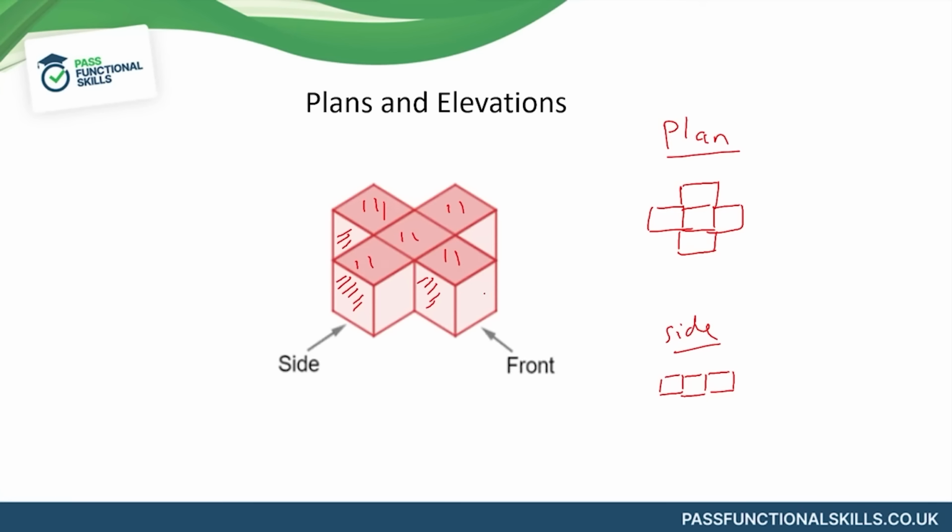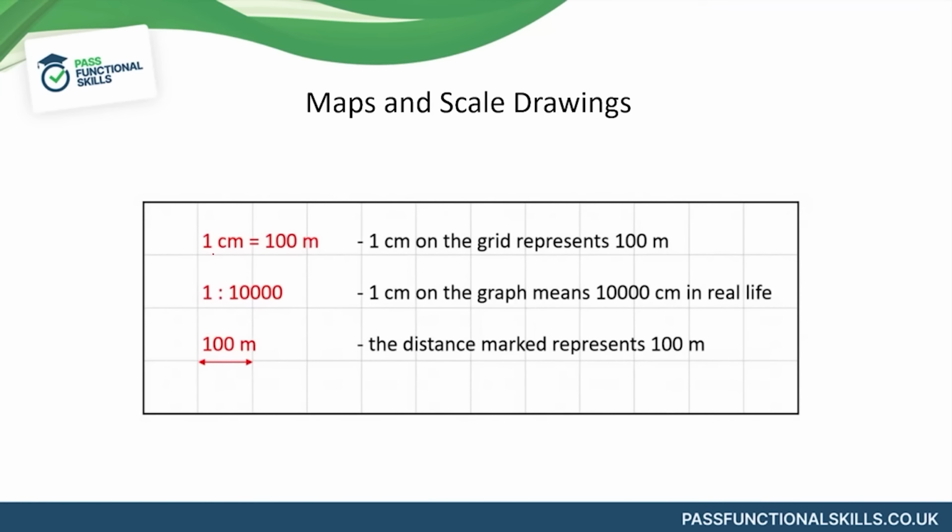And from the front, all I would see is this square here, and this square here. So the front elevation would look exactly the same as the side elevation, which is to say 3 squares in a row.